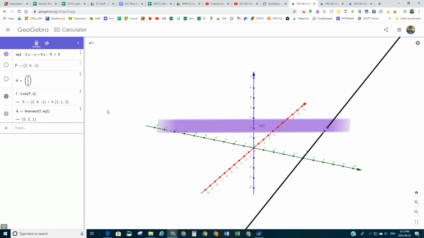So this is our first scenario or possibility when you're investigating the intersection of a line and a plane, is that that line could come and intersect the plane at a single point.